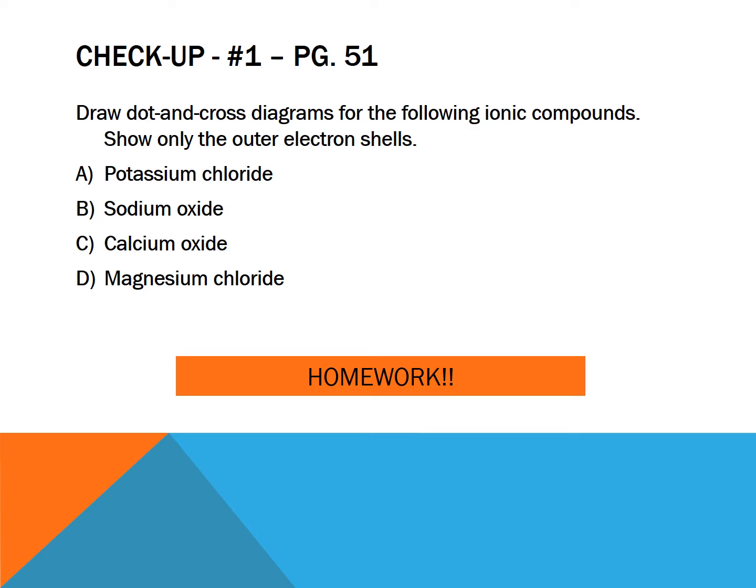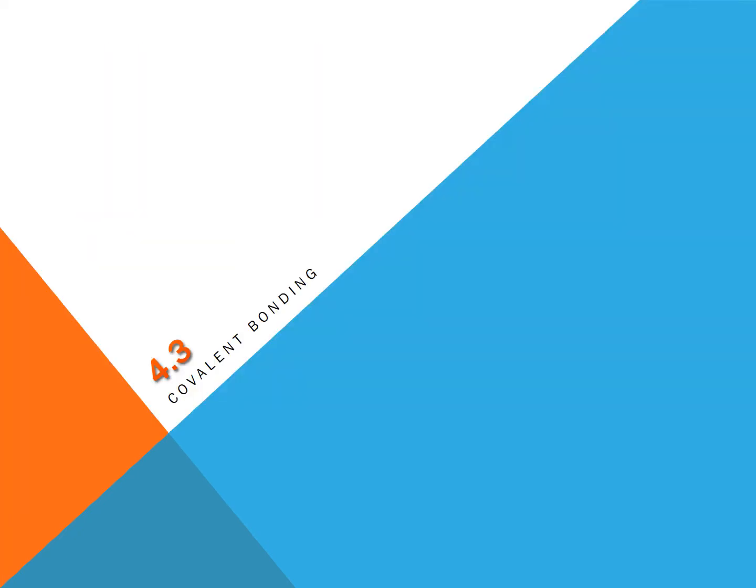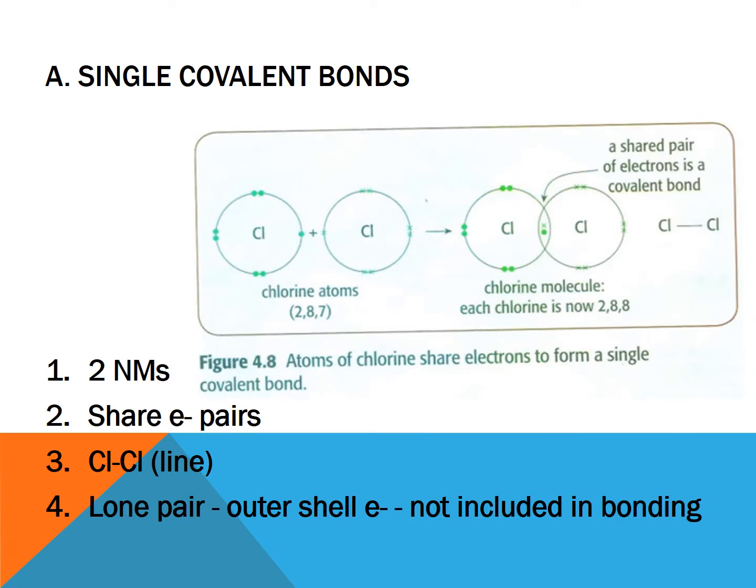Make the dot cross of the following ionic compounds and show only the outer shell. Alright, covalent compounds. Covalent is sharing electrons. So the difference is that the bond is actually between the atoms. So there's a sharing of electrons.